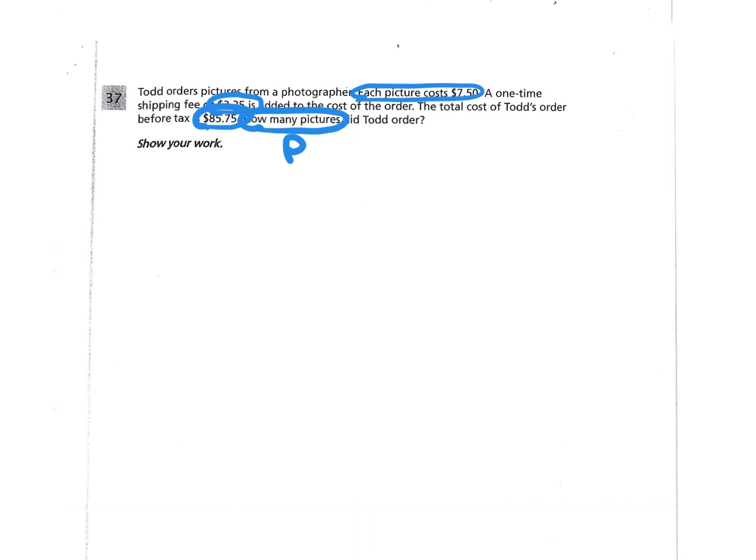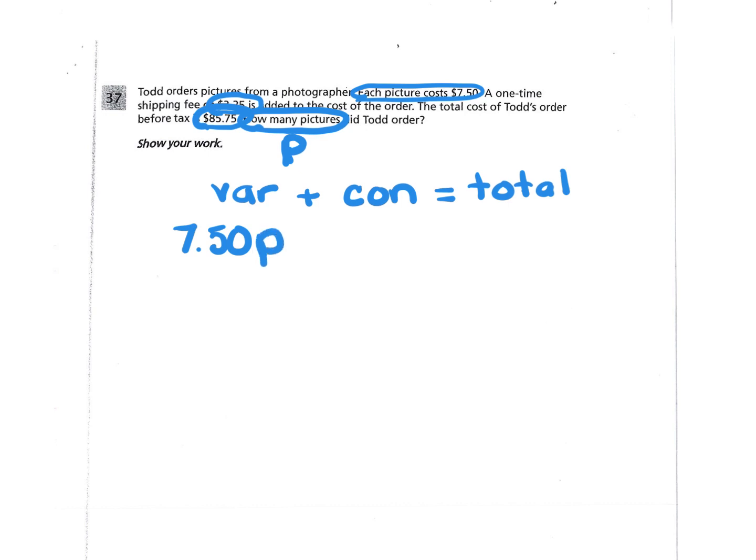Well, we can write an equation to solve. We're going to take the variable term plus the constant term, and of course, it equals the total. So let's start with P, the pictures, the variable term. We know there's 7.50 times every picture. And we know the total of the order is $85.75. And we have a one-time constant shipping fee of $3.25.